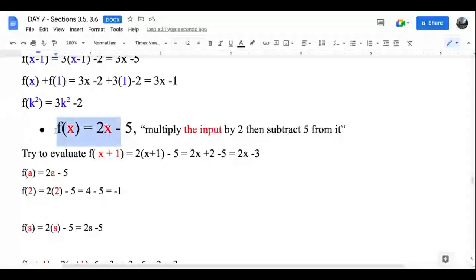Let's see this example. We have f of x defined as 2x minus 5. In a statement, this says multiply the input by 2, then subtract 5 from it. Now the input is x plus 1, so multiply the input by 2, subtract 5 from it. Then we simplify with distribution: 2 times x plus 2 times 1, then minus 5. So we get 2x minus 3.